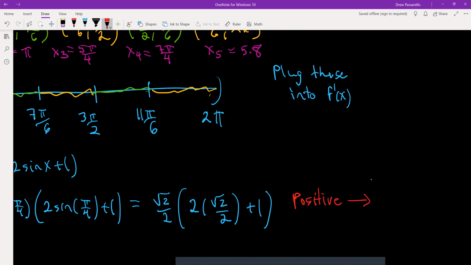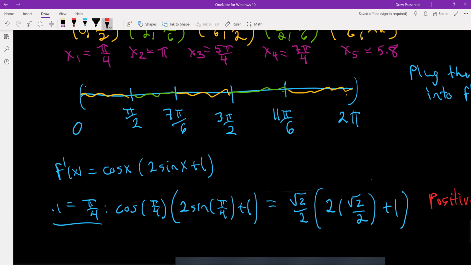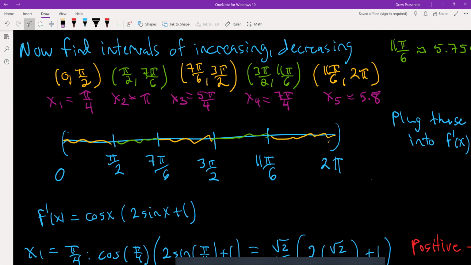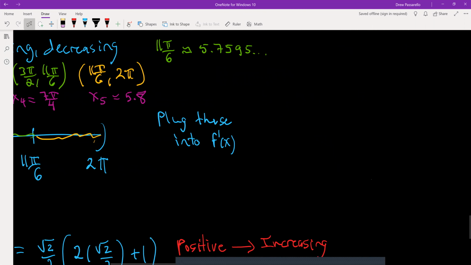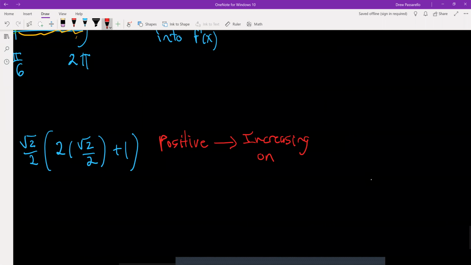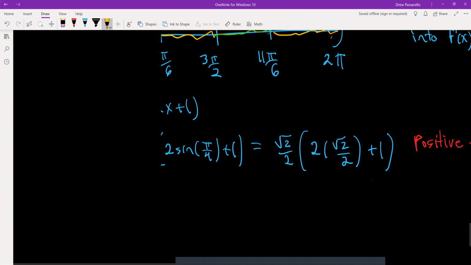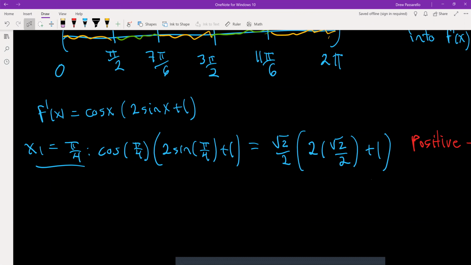What does that tell us, right? When a derivative is positive, that means the function is increasing. And it's increasing, and that was the first sub-interval of 0 to pi over 2. So it's increasing on 0 to pi over 2. All right, and we do the same process for the other ones. And I'm going to pause the video and work it out, and then I'll show which intervals are going to be increasing and decreasing.